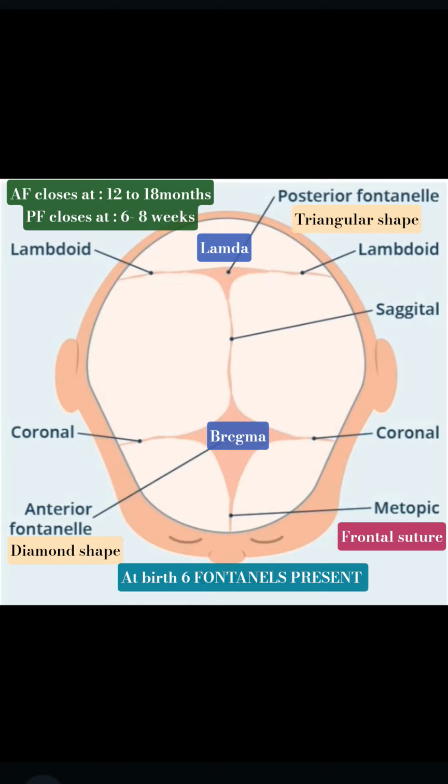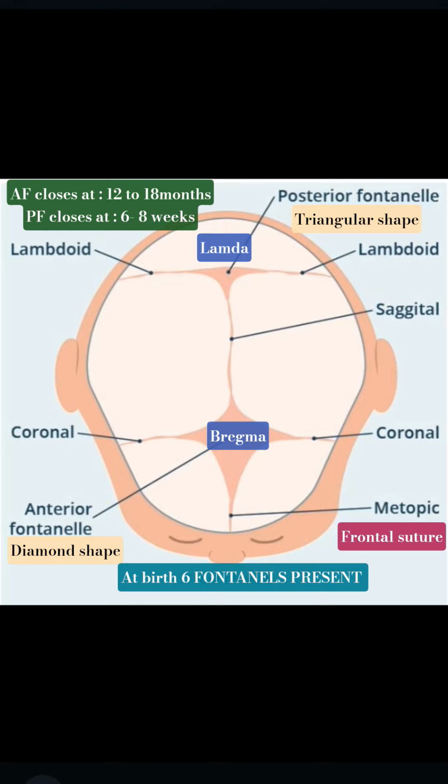Actually, what is a fontanel? A fontanel is a wide gap between the sutures, an ossified membrane or soft spot membrane. Generally, it lies between the cranial bones of the skull of a fetus or infant.